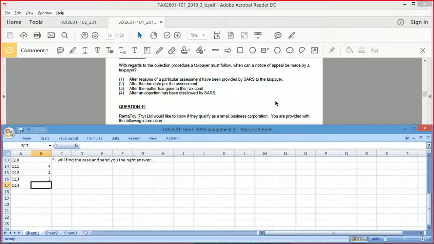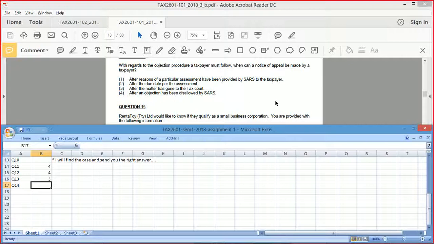When can it be made? Can you say 30 days after? No, that's the time. This is looking at when can a notice of appeal be made by the taxpayer. So after reasons of a particular assessment has been provided by SARS to the taxpayer, after the due date per the assessment, after the matter has gone to the tax court, or after an objection has been disallowed.